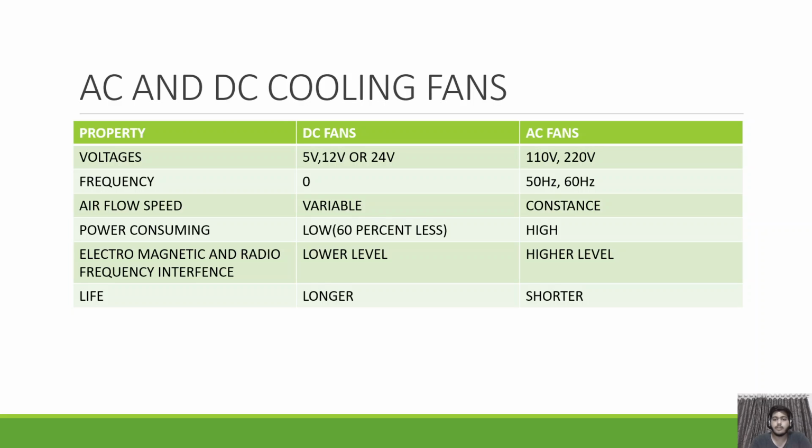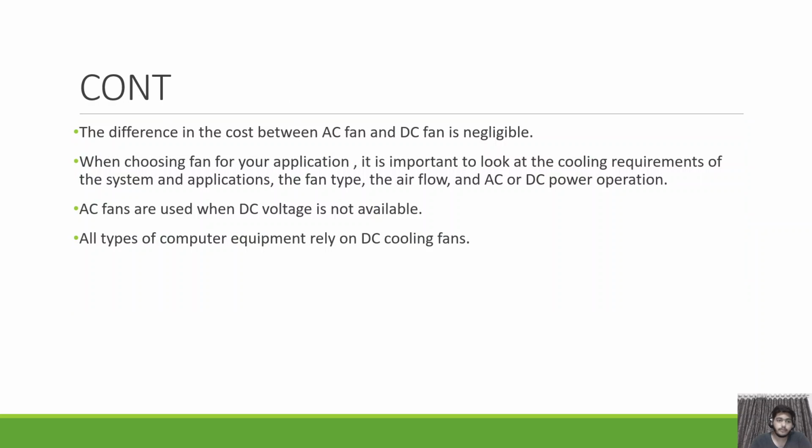Airflow speed is variable in the DC fan. The airflow in AC is constant. Power consumption is low, 60% lesser. AC fans consume a lot of power. Electromagnetic radio frequency interference is at a low level in the DC fan; in the AC fan it is at a higher level. Life is longer in the DC fan, but the AC fan has a shorter life. The difference in the cost between the AC fan and DC fan is negligible.